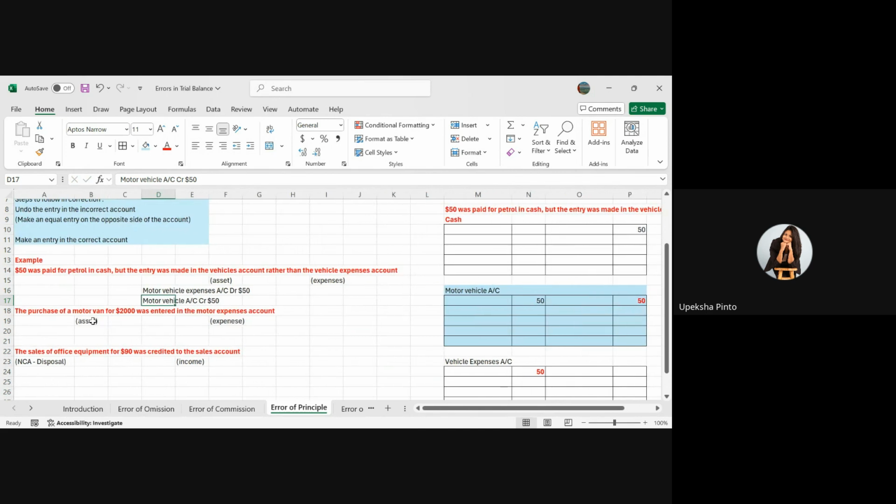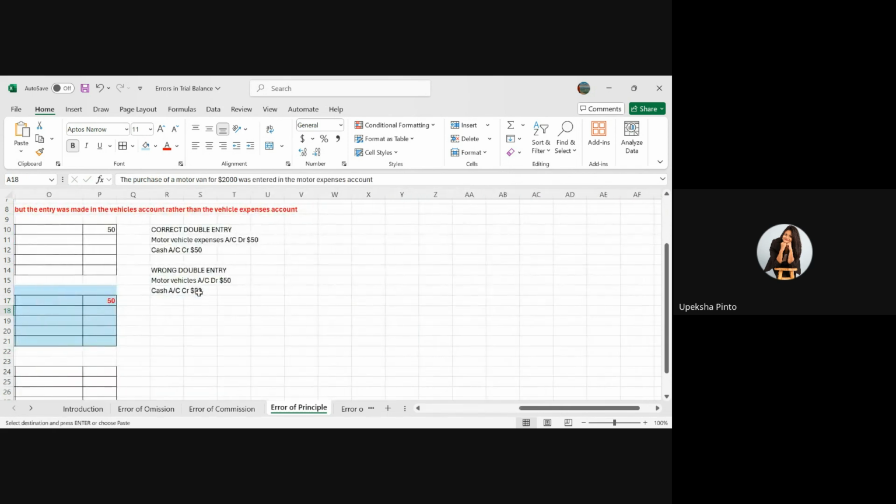Okay. Then there's a purchase of a motor van for 2000 that was entered in the motor expenses account, right? So I'll take the question to the other side, then it's easy for me to explain.